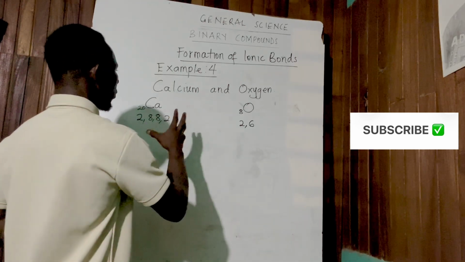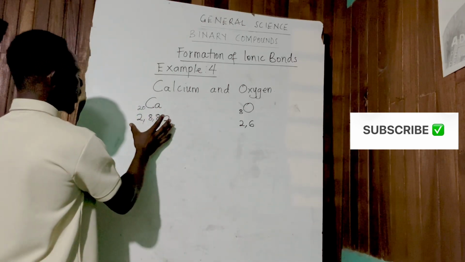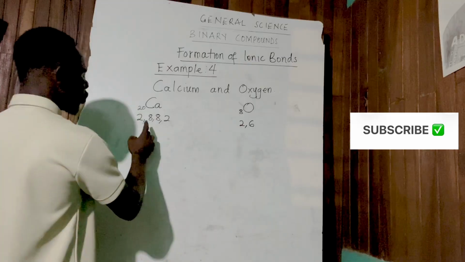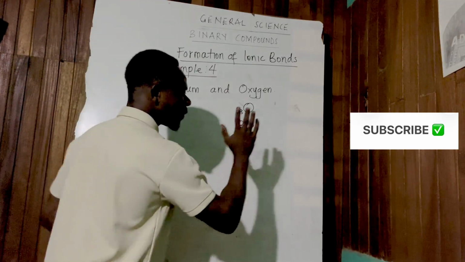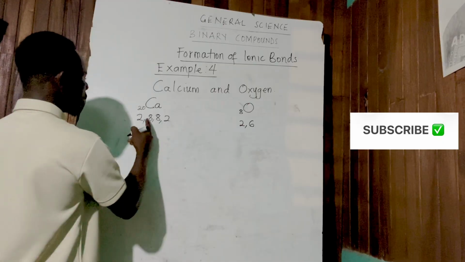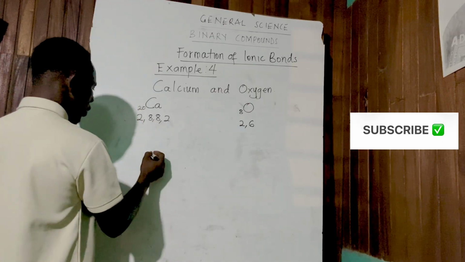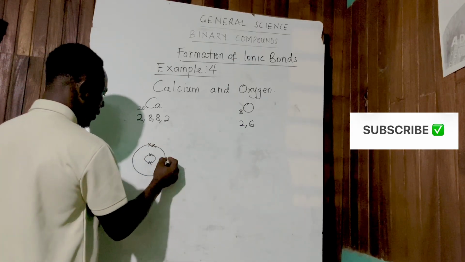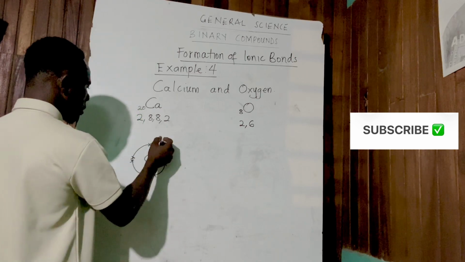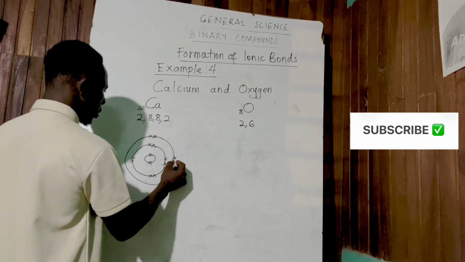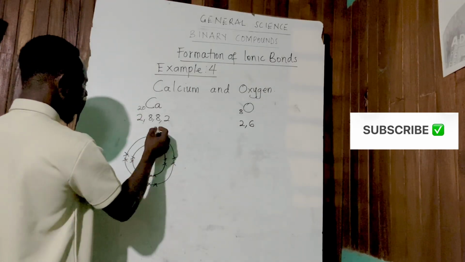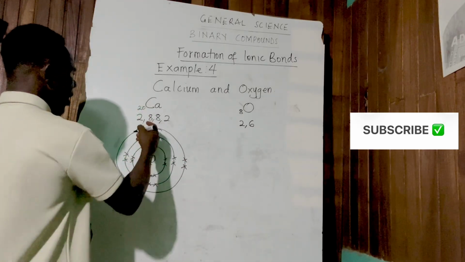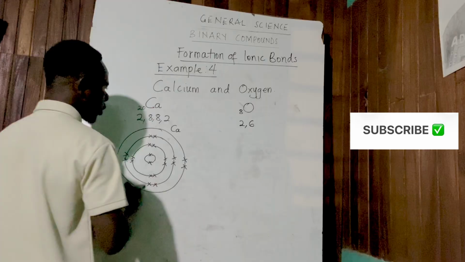Now, for this bonding, we will have to draw the calcium atom, then we draw the oxygen atom. That is, we draw their electronic configuration first. So we draw calcium, which is 2, 8, 8, 2. Calcium here, we draw 2, 8, 8, then 2. Now this is the calcium atom.